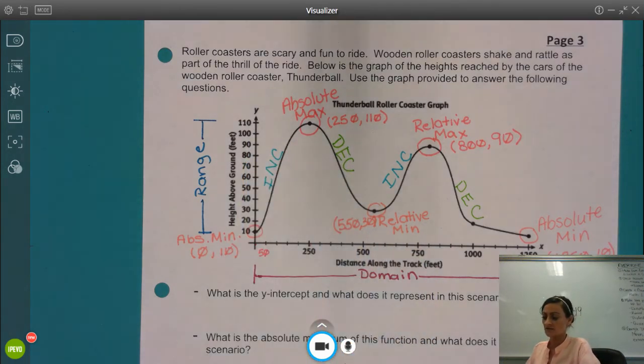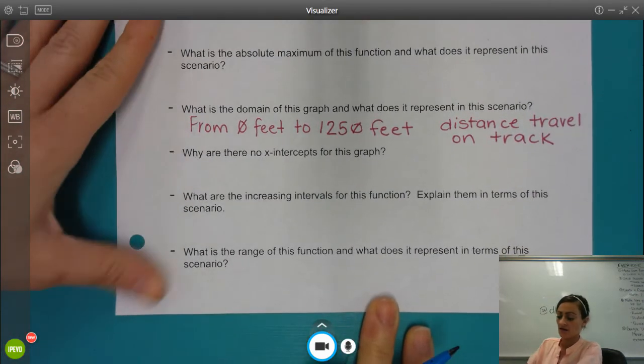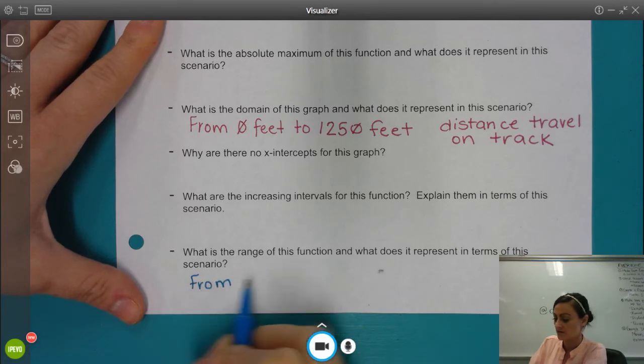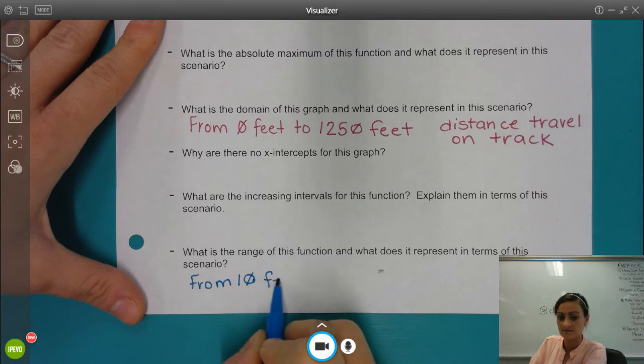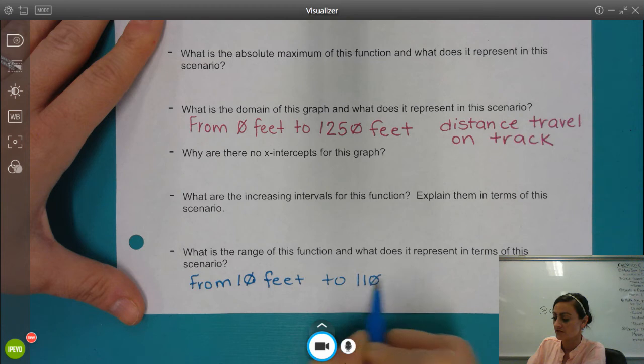So I'm going to go down to the very last question, and my range goes from, not 0 feet, 10 feet to 110 feet.